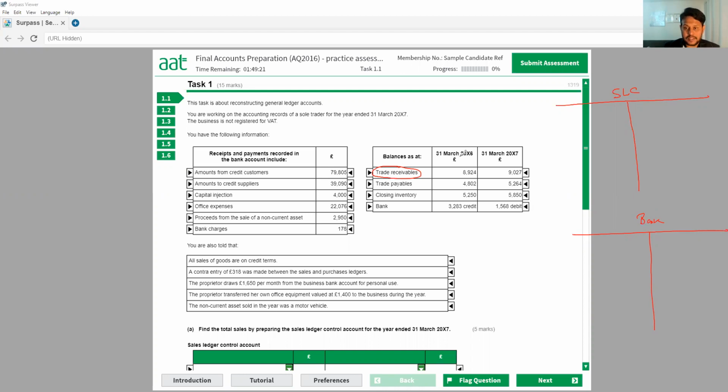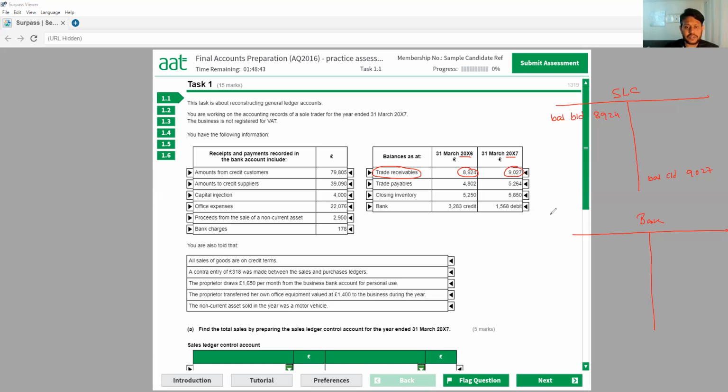So 2016 is the opening balance, 17 is the closing balance. So let's have a look. How much is the opening balance we have? 8924. Opening balance we call balance BD. That is 8924. That's my opening balance. And I have a closing balance 9027. That's the balance CD. So we said balance CD 9027. So this is done.